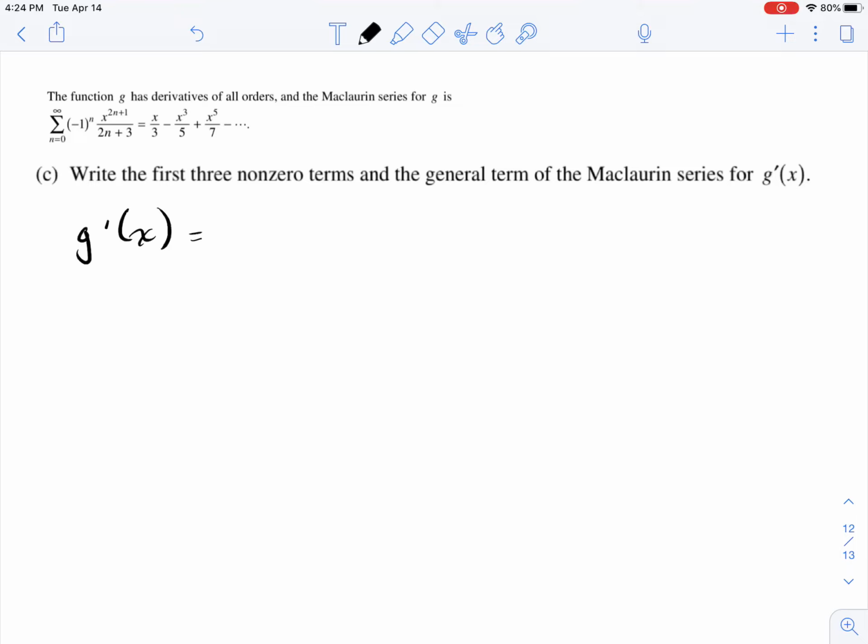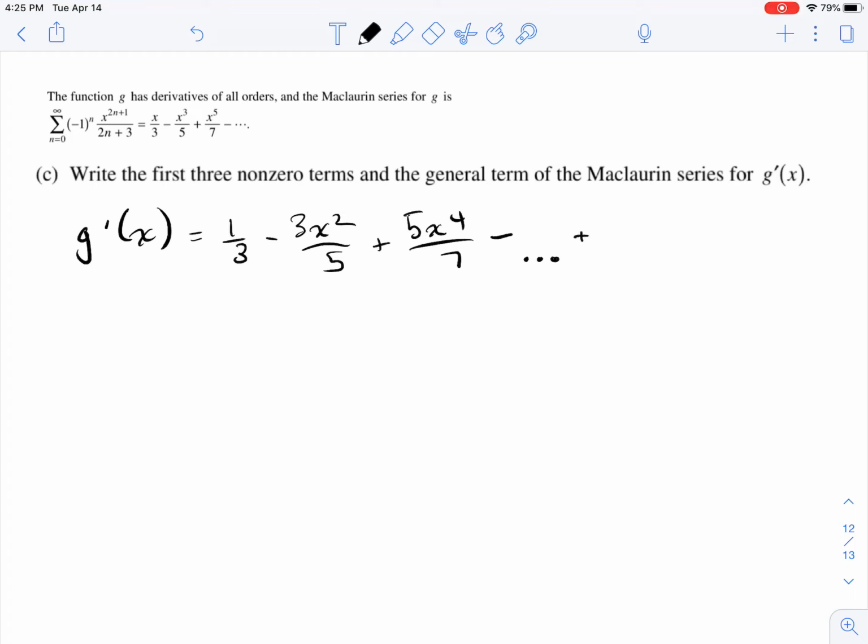So the derivative of x over 3 is just going to be the coefficient, 1/3. The derivative of x cubed over 5 is going to be 3x squared over 5. The derivative of x to the 5th over 7 is 5x to the 4th over 7. And this is an alternating series, so we're going to put that minus sign there. And it only asks for the first three non-zero terms, so I'm just going to do this dot, dot, dot. Say, hey, there's an infinite number of terms between that and what we're going to write for our general term.